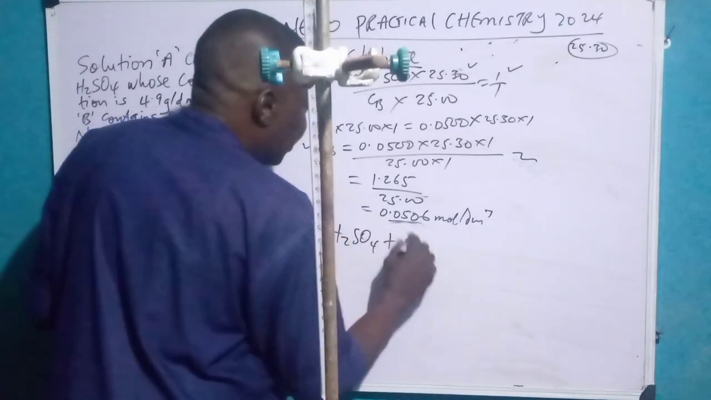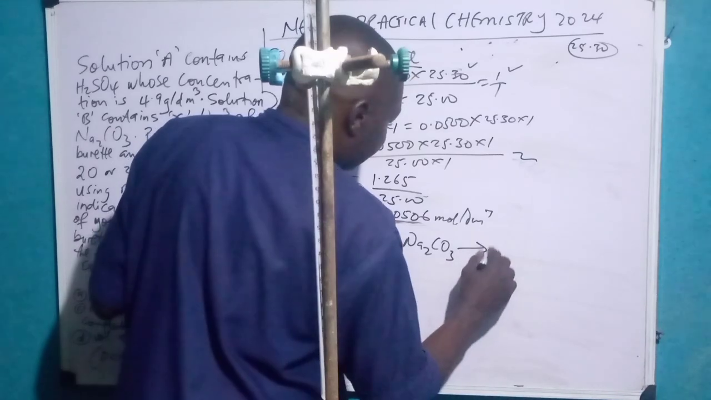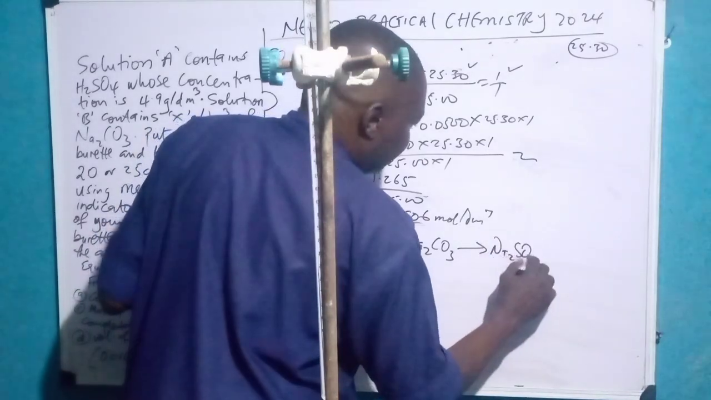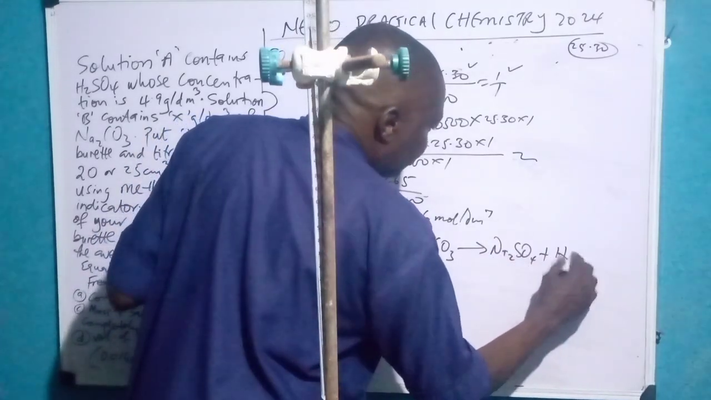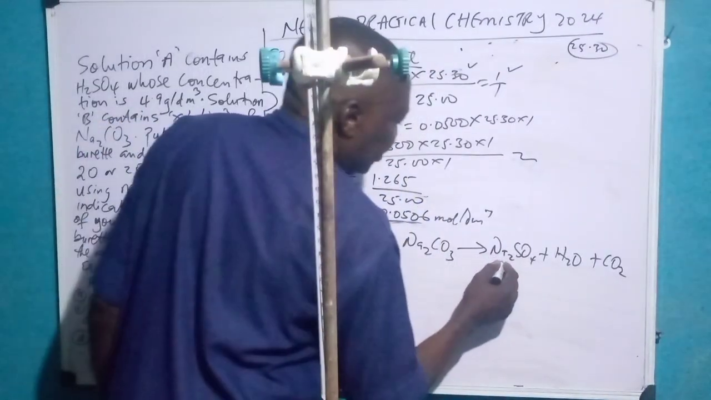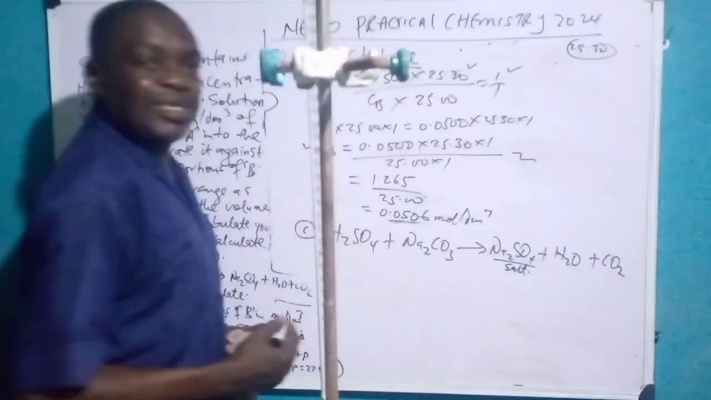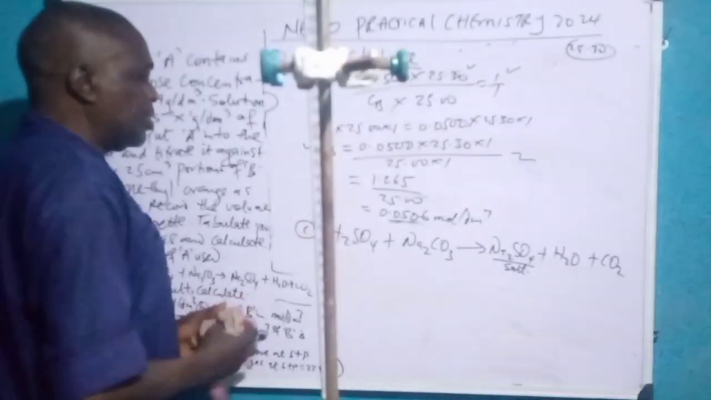H2SO4 plus Na2CO3 to give you Na2SO4 plus H2O plus CO2. So that's the equation. This is the salt formed. We are told to calculate the mass of the salt formed. But how do we do that?